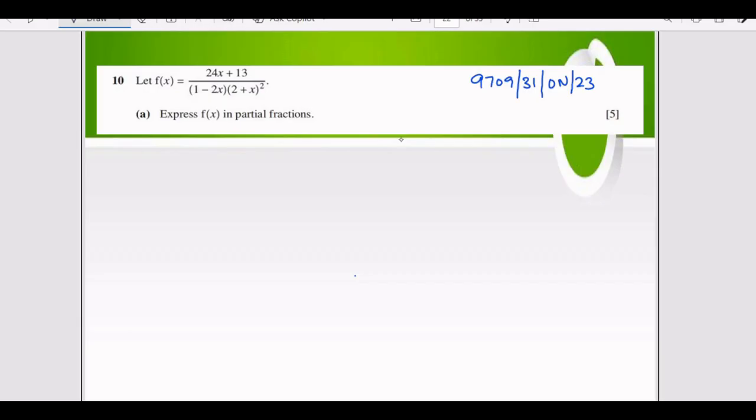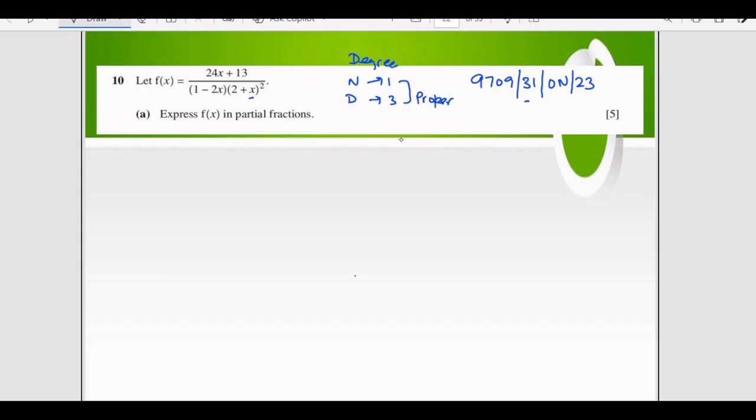This is a question from October-November 2023, paper 3-1. So we have this fraction given, express this as a partial fraction. Now the first thing you need to look at is the degree. The degree of the numerator is 1 and the degree of the denominator is going to be 3, because you get x squared from here and x from here. So the degree of the numerator is less than the denominator, which means this is a proper fraction, so we need not divide this.